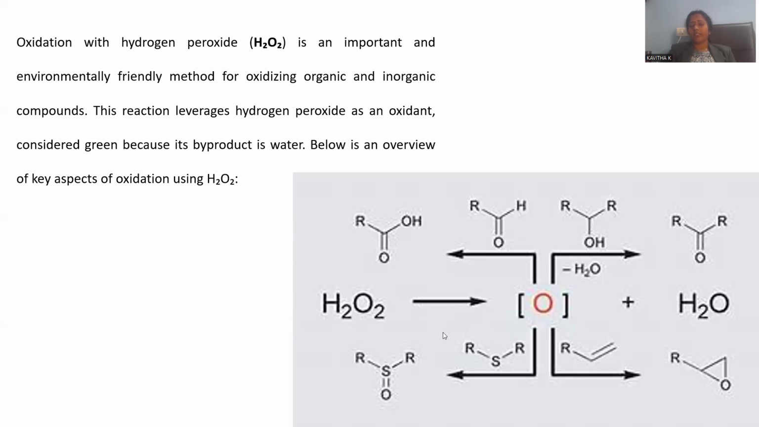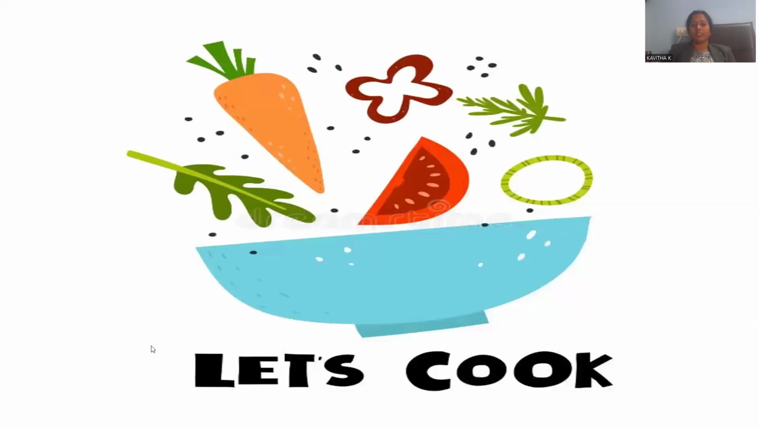Olefin, upon reacting with hydrogen peroxide, forms the corresponding epoxide. A cyclic ether is said to be what? Epoxide. So this is a brief description where dihydrogen dioxide is taken as a common oxidizing agent in all possible oxidation processes, right? This is about oxidation using hydrogen peroxide.